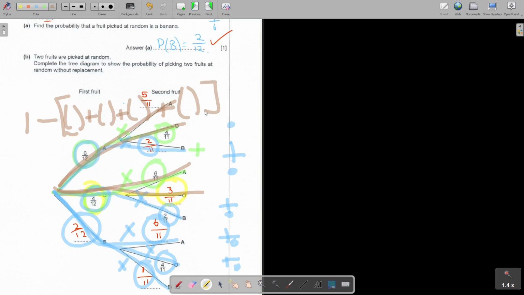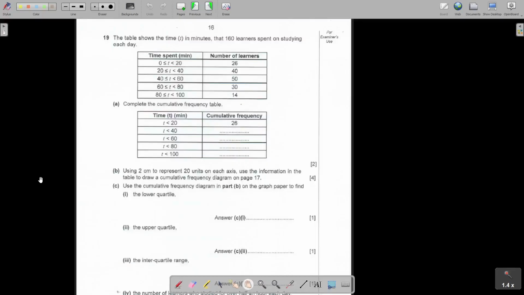Which will be this times this plus this times this plus this times this plus this times this. And that would have given you 1 minus 90 over 132, and it would have brought you to the same answer. I just wanted to mention that you could have followed that method also.